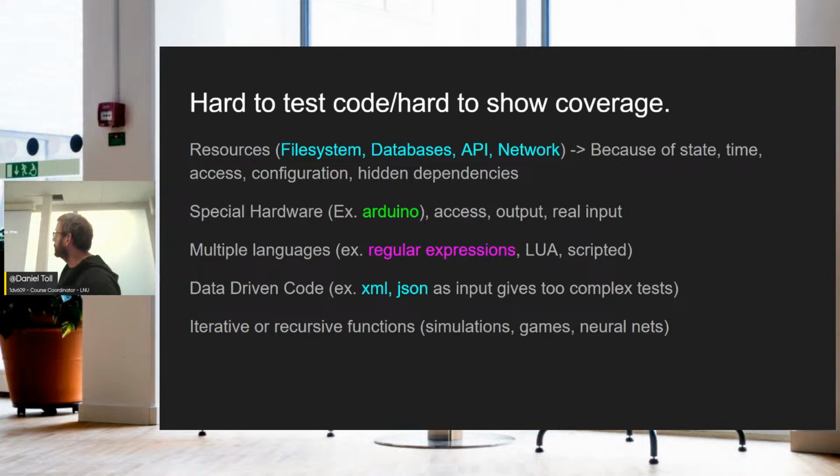Real input is also difficult. If you have a steering wheel, or even something like a mouse, it can be hard to get the real input for. Or if you have sensors with very specific inputs, this makes things hard to test and also hard to show coverage for.